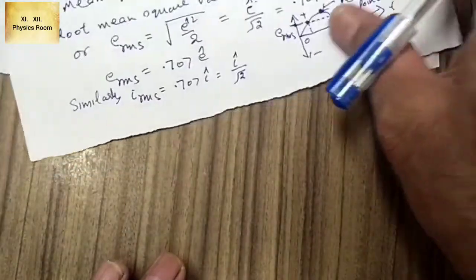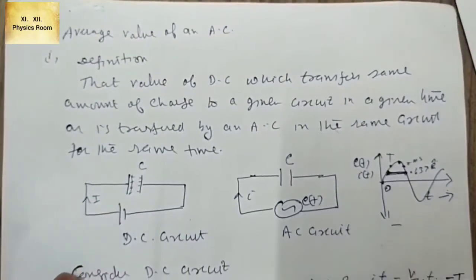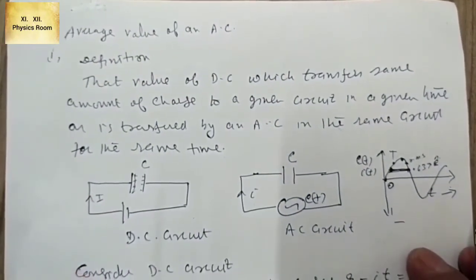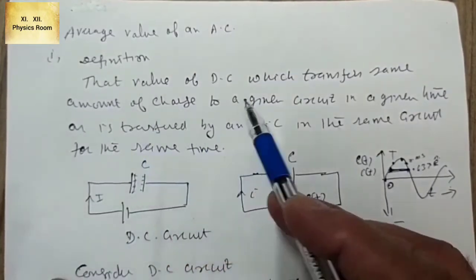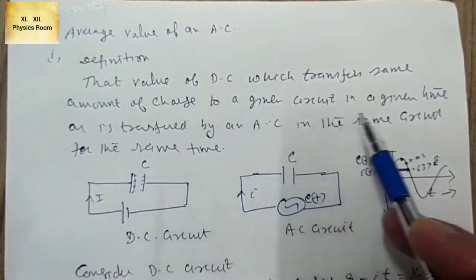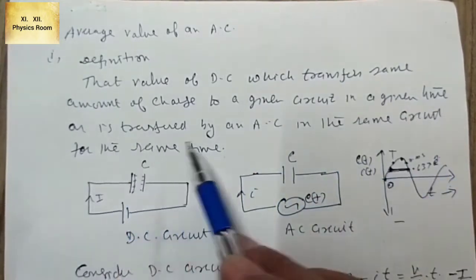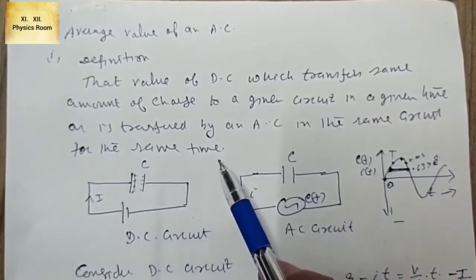Now we come to average value of AC. The same way, we first define the average value of an AC. Definition: that value of DC which transfers the same amount of charge to a given circuit in a given time as is transferred by an AC in the same circuit for the same time.